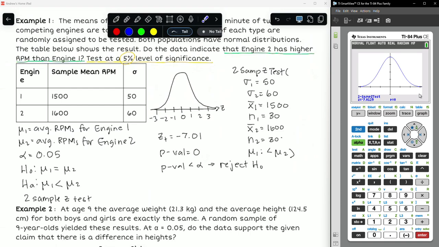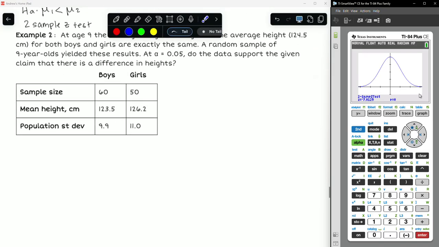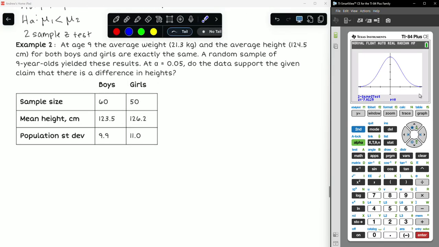All right, let's go ahead and try another one. So this example says at age 9, the average weight 21.3 kilograms and the average height 124.5 centimeters for both boys and girls are exactly the same. A random sample of 9-year-olds yielded these results. At 0.05, do the data support the given claim that there is a difference in heights?